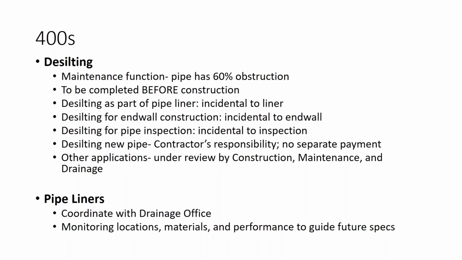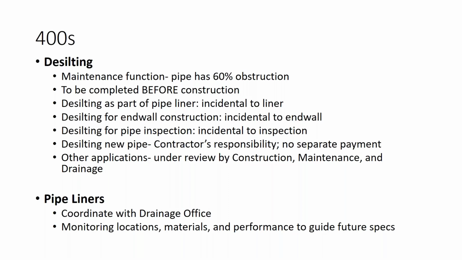We've had a lot of discussion about desilting over the past year or more, and the reason on that one is it is primarily a maintenance function, and within the maintenance handbooks, desilting is recommended when the pipe has a 60% obstruction. And generally, we want to complete the desilting before construction so that the existing pipe can be inspected to determine what caused the silt buildup.